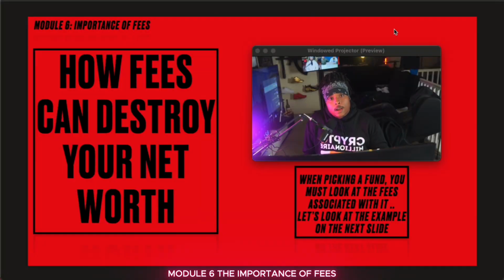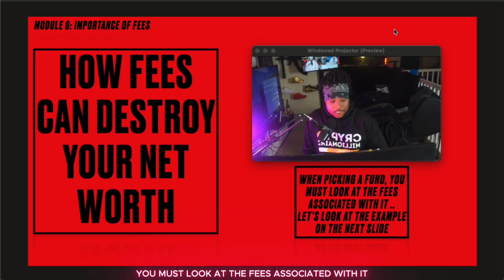Module 6, the importance of fees. Here's how fees can destroy your net worth. So when picking a fund, you must look at the fees associated with it. Let's go ahead and look at the example on the next slide.